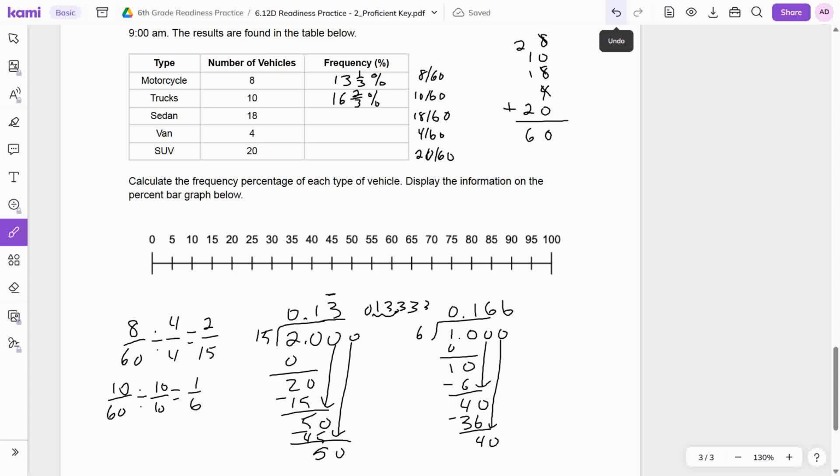Okay, so my 18 out of 60, divide that by 6s. I'm going to get 3/10. Okay, so that's a little bit easier. 3/10 is going to be 0.3, which is 30%. All right, so we could do that pretty simply.